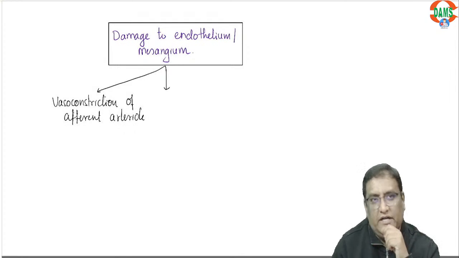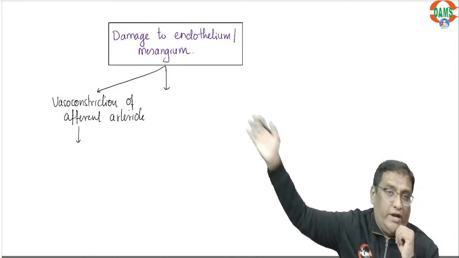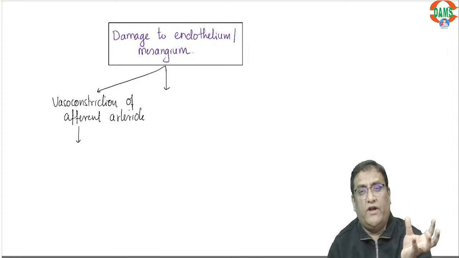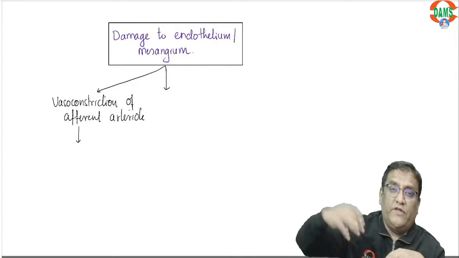Vasoconstriction of afferent arterioles. Also in parallel, what will happen now? We'll write one more arrow mark. Vasoconstriction of afferent arteriole. Can you tell me now? Afferent arteriole is the one which brings blood into the glomerulus or takes it away from the glomerulus? Away from the glomerulus is efferent.